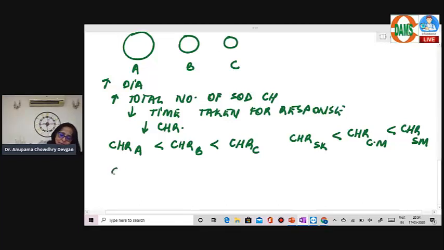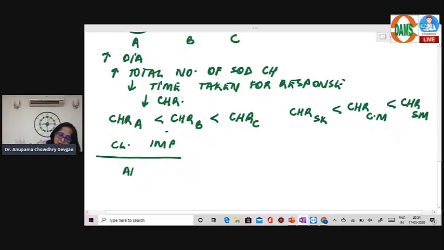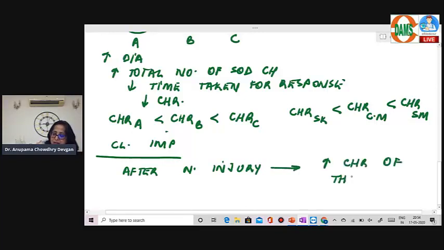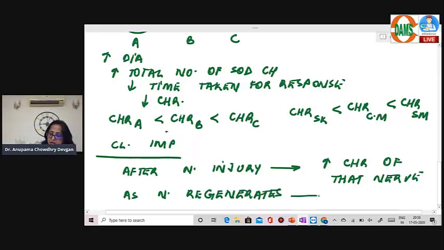Now, what is the clinical importance of knowing this strength duration curve? See, after a nerve injury, what will happen to the chronaxy of that particular nerve? There is an increase in the chronaxy of that nerve. But as the nerve regenerates, there is going to be a decrease in the chronaxy. So after a nerve injury, if you are doing strength duration curves of that nerve at regular intervals and you get a decrease in chronaxy, that is a positive sign. Have you understood? This is the significance of knowing chronaxy. Right?